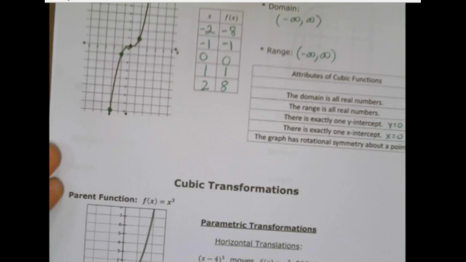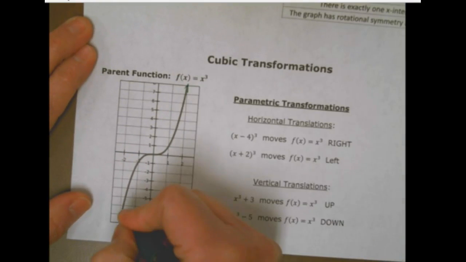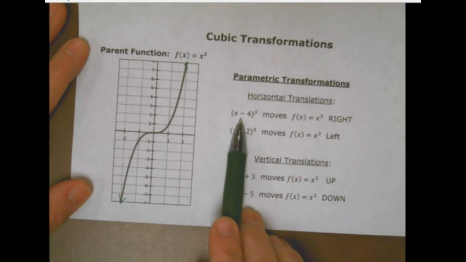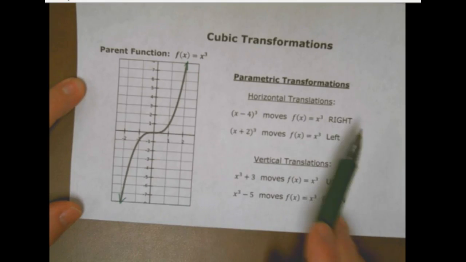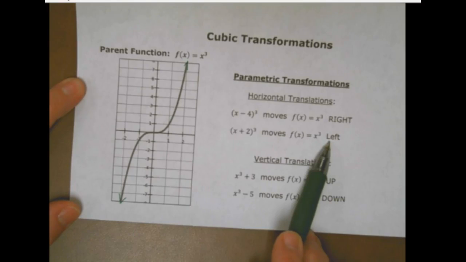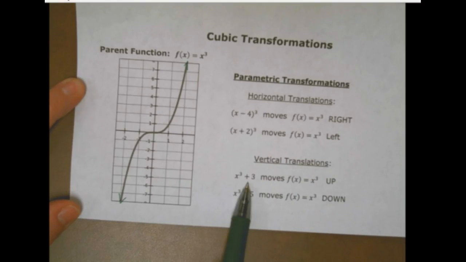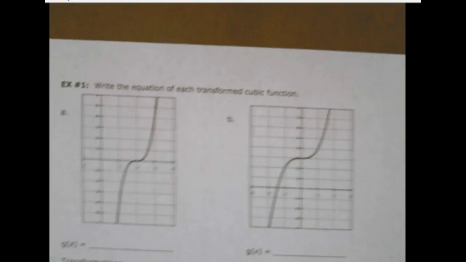And then we have the same transformations that we have done over and over again. If this has an x minus 4 in parentheses, what's that going to do? If it has plus 2 in parentheses, that's going to go to the left. If it has a plus 3 that's not in parentheses, that's going up. Minus 5, not in parentheses, that's going down. It's the same thing as we have done on many other graphs.